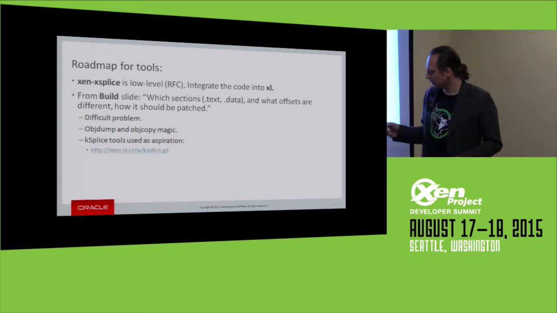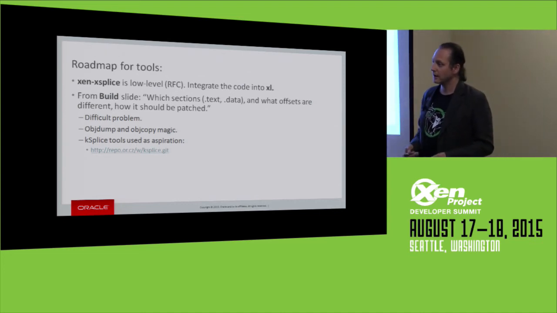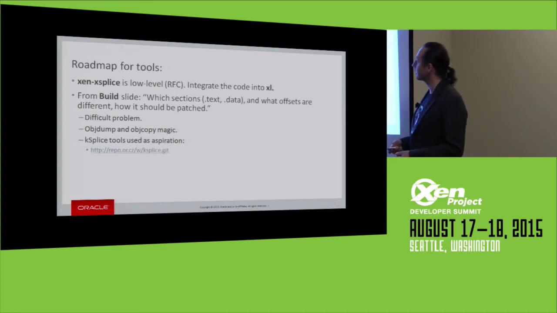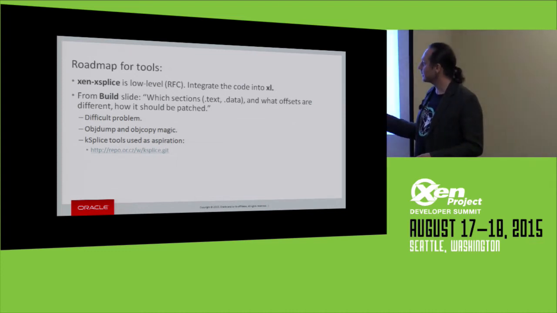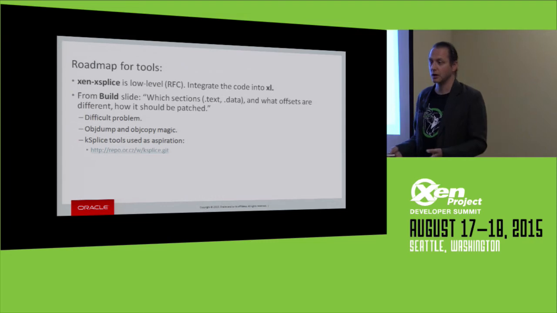Now, in the previous slide I briefly said which sections, text, and what offsets are different and how it should be patched, and we also talked about the data structures. And it's a hard problem. It's a very hard problem. It's not something that we can solve very easily. XSplice had some ideas of how they did it, and it can certainly be borrowed. But as part of at least the first phase of this, there's just not enough time to get that done.